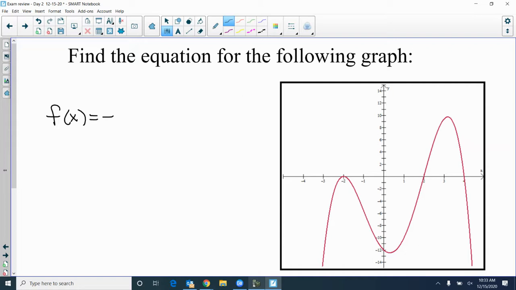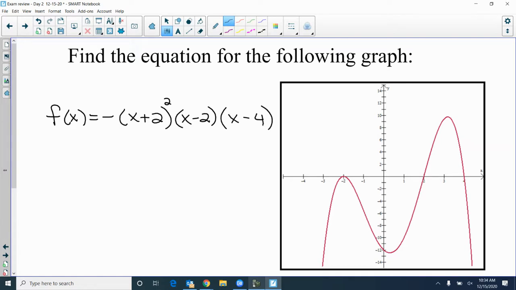If it hits at -2, that means you have to have a factor of x plus 2. But since it bounces, remember that it has to have a multiplicity of 2, and we always use the smallest multiplicity. Technically it could be 2, 4, 6, but always do the smallest, unless told otherwise. Now it hits at 2, so it has a factor of x minus 2. It goes straight through, so it's first degree. Then it hits at 4, so you have a factor of x minus 4.